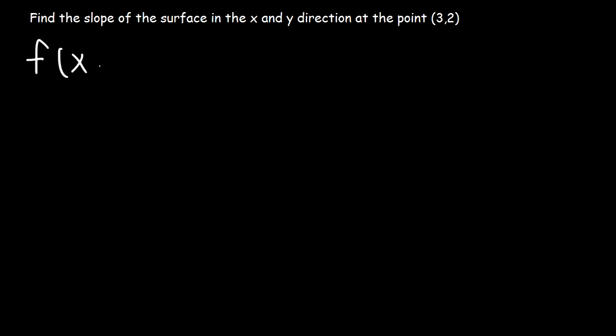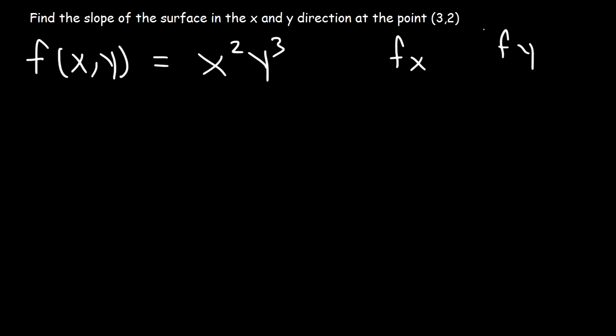Now let's say you're given a function that looks like this, x squared y cubed, and you want to find the slope of the surface in the x and y direction at the point 3, 2. All you need to do is find fx and fy and evaluate the function at this point. And that's going to give you the slope of the surface in the x and y direction. So to find the slope in the x direction, it's simply fx of 3, 2.